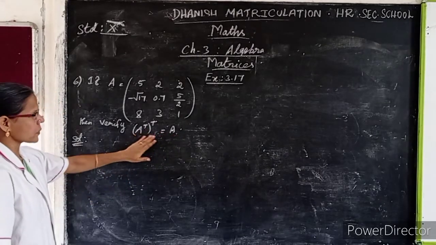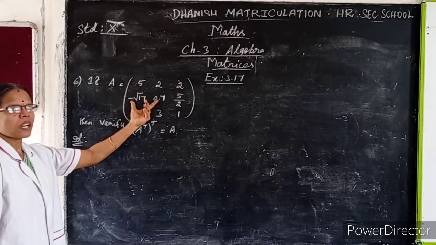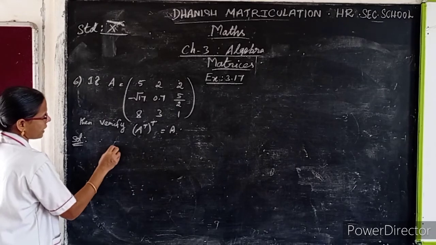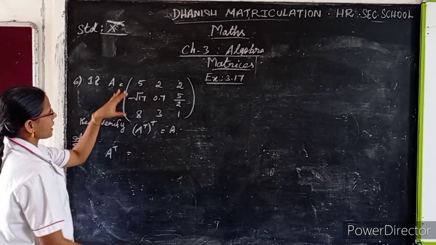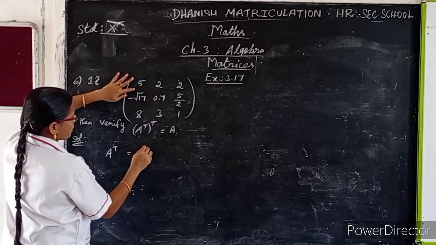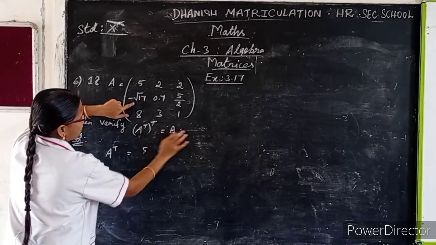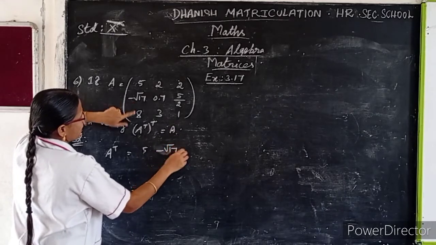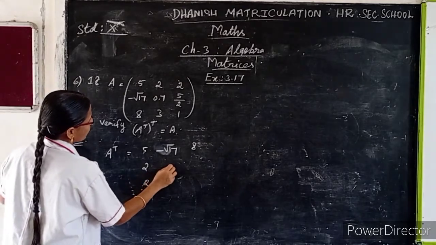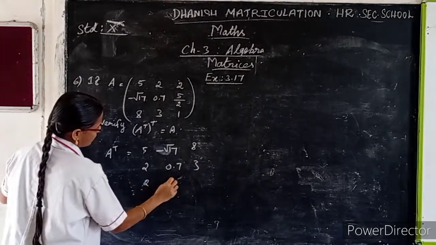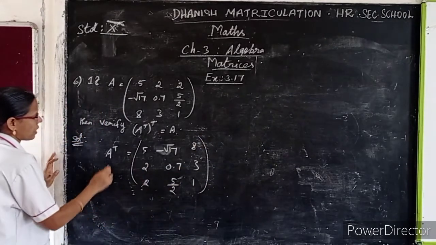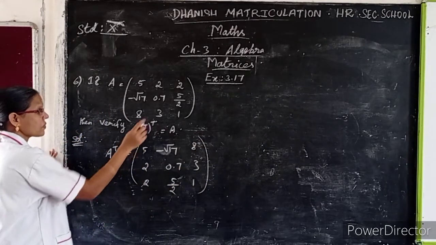One formula: A transpose of transpose is nothing but our given matrix A. First find A transpose. A transpose is to write the rows as columns and columns as rows. So minus root 7, 8, here 2, here 0, 7, 3, here 5 by 2, 1. This is A transpose. Now find A transpose of transpose.